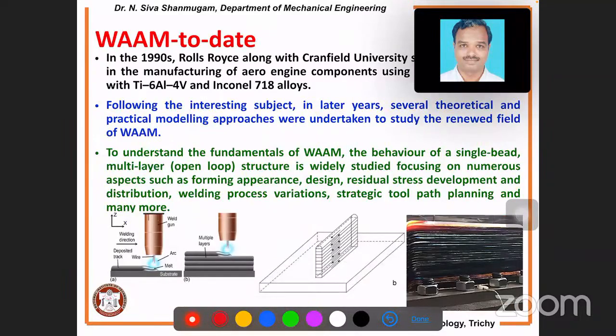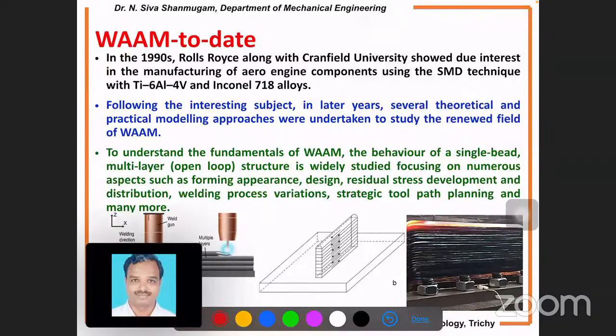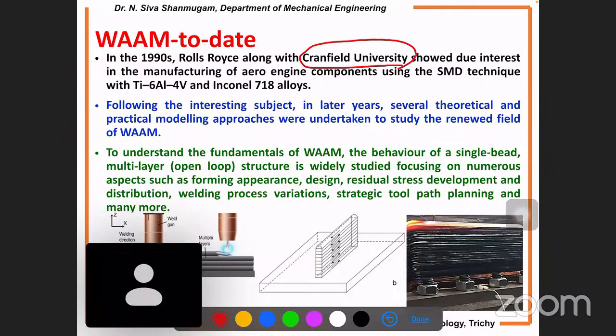Sir, what is the status of WAAM till date? Sir, in the 1990s, Rolls-Royce along with Cranfield University, I am not canvassing for Cranfield University, but without the help of Cranfield University articles, it is very difficult to prepare any presentation or write a technical paper, because they have made so many improvements in WAAM technology. So I want to acknowledge here that, with the help of Cranfield University, the data is available in the open forum. I utilized this data for making this presentation. I acknowledge it here. They showed due interest in the manufacturing of aero engine components.